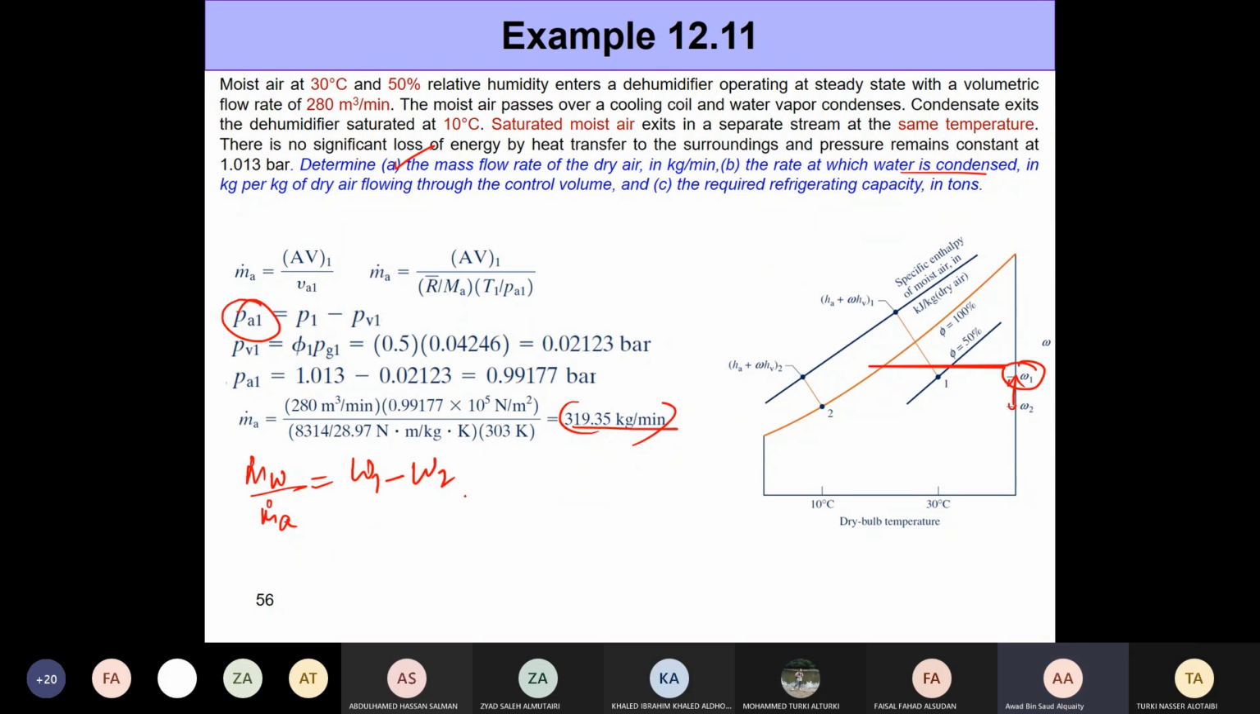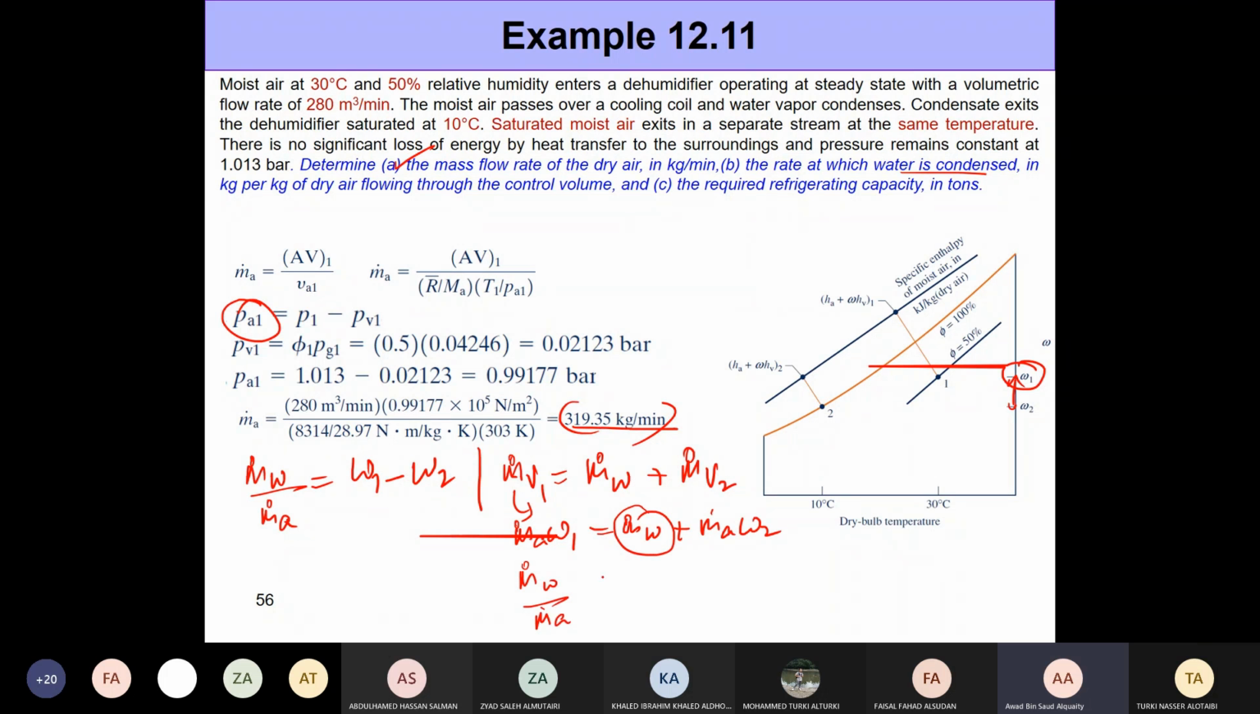Now, if you want, you can also get it from the mass balance, right? So I could write it as the mass of water which is entering at state 1, m dot v1, equal to mass of water that got condensed plus mass of water vapor at the exit, m dot v2. Now you can write the mass of water vapor as mass of dry air times omega 1, which equals m dot w plus m dot a again times omega 2. Now we are not interested in m dot w, we are interested in m dot w by m dot a. So you can divide all of this and then send this part to the left. Okay, so you have omega 1 minus omega 2.